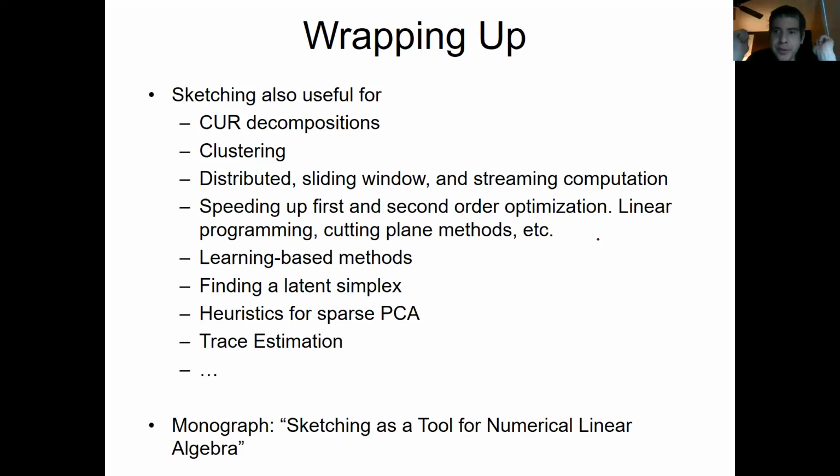There is some recent work on trying to learn a sketch. So instead of just choosing a random count sketch, can I learn the positions of the non-zeros and the signs and get a better accuracy? And yeah, it's useful for other things: finding a latent simplex, sparse PCA, trace estimation. I won't get into those, but I have a monograph if you're interested in some of these problems, and I'm happy to talk more about it.